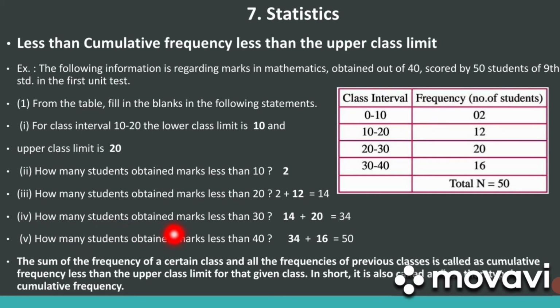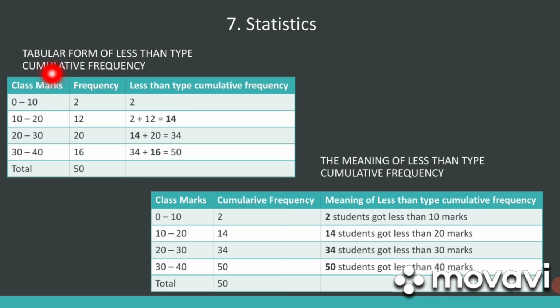How many students obtained marks less than 40? The students who obtained marks less than 40 is 34 plus 16, and that is equal to 50. The sum of the frequency of a certain class and all the frequencies of previous classes is called as cumulative frequency less than the upper class limit for that given class. In short, it is also called as less than type cumulative frequency. The tabular form of less than type cumulative frequency is as shown.